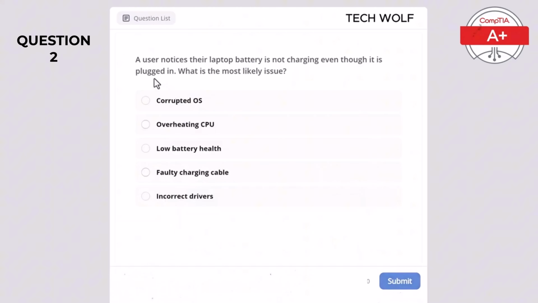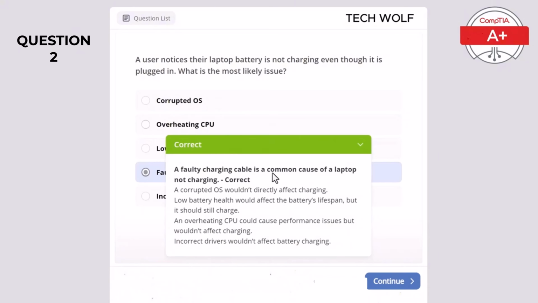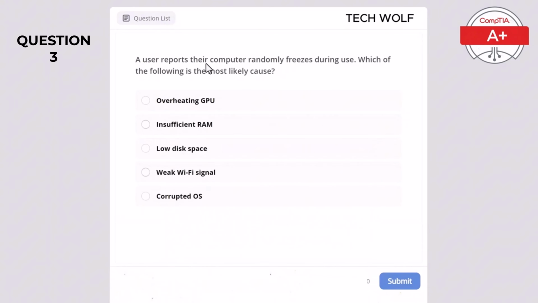Next question is, a user notices their laptop battery is not charging even though it is plugged in. What is the most likely issue? Corrupted operating system, overheating CPU or central processing unit, low battery health, faulty charging cable, or incorrect drivers. And here the correct answer is faulty charging cable, as a faulty charging cable is a common cause of a laptop not charging.